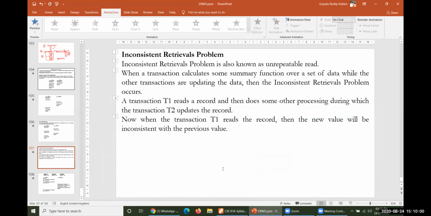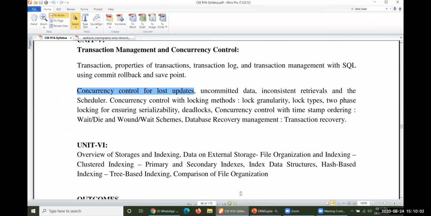And today we would like to concentrate on concurrency control. Very good afternoon to everyone. So we would like to consider what are the different problems caused by concurrency control.